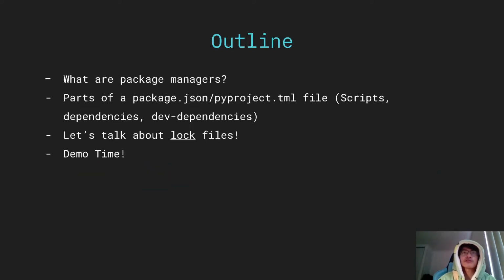So first things first, the outline. What are package managers? Next is parts of a package.json file or the project.toml file: the scripts, the dependencies, and also let's talk a little bit about lock files. And to end the session, we're going to have a demo wherein we're going to be demonstrating using React and then creating a simple Google Maps using a library that we can install.